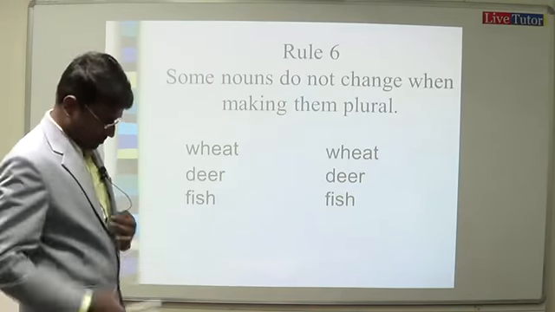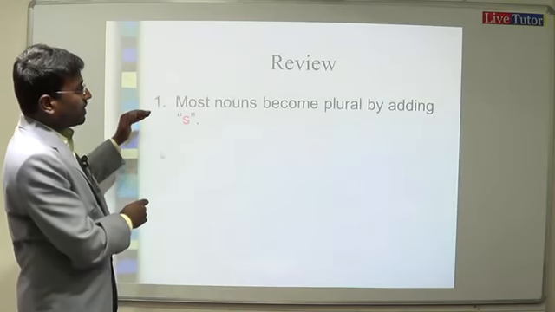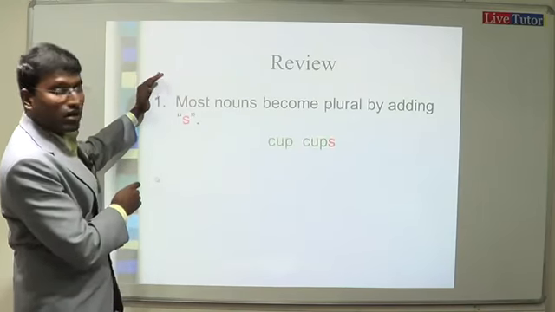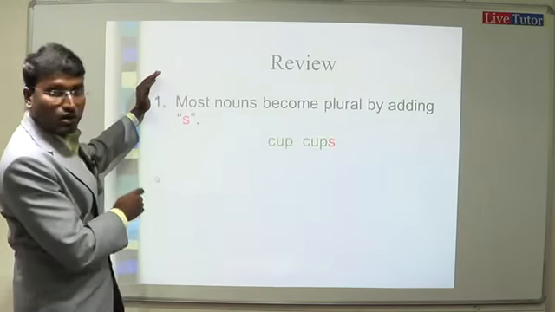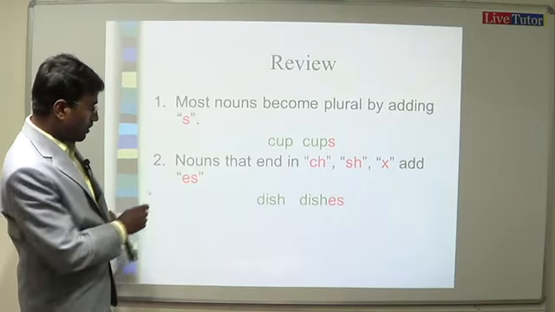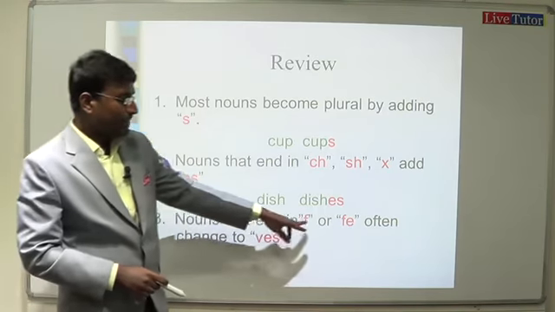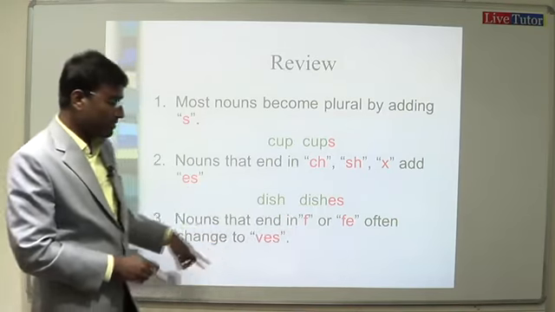Okay, that's about rule number 6. So the word remains as it is. So the review would be: in the first rule, we just add S. And the second rule, those words that end with ch, sh and x, we normally add es at the end of the word. And the third rule, nouns that end in f or fe become ves when we change them into a plural one. Then the fourth rule, some nouns change the inside of the spelling. So in between, the middle of the word changes, I mean a slight change, like woman. Woman becomes women, man becomes men.